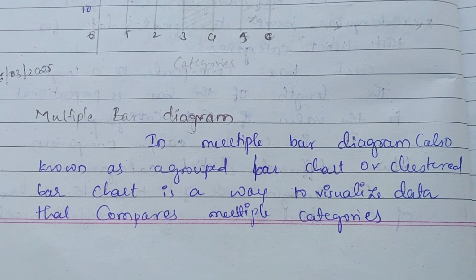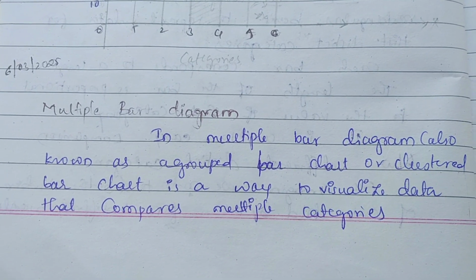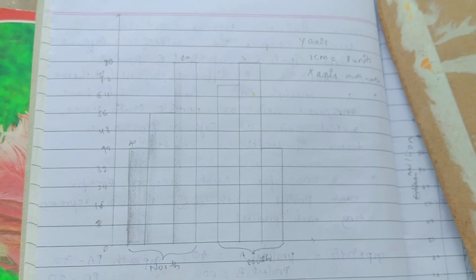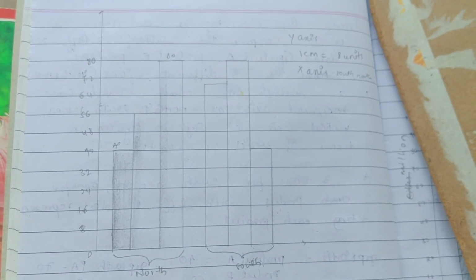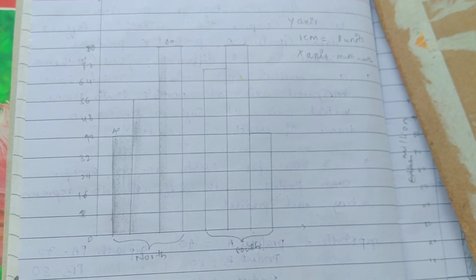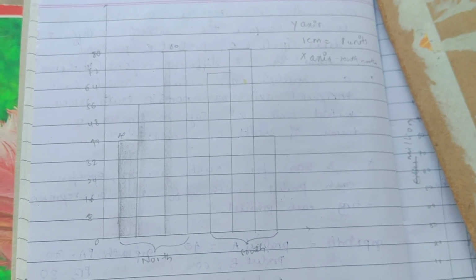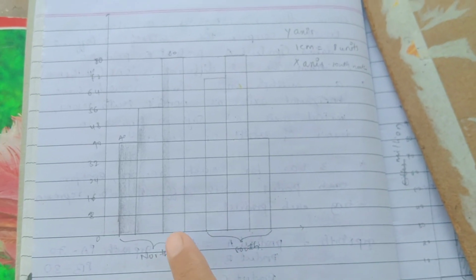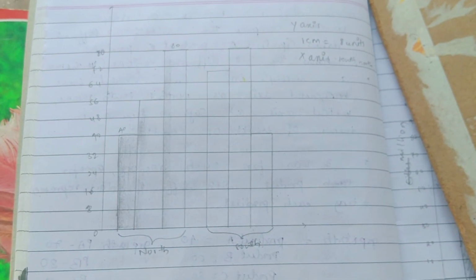Multiple bar diagram, also known as a group bar chart or clustered bar chart, is a way to visualize data that compares multiple categories. Here this is an example for multiple bar diagram. Here in north there are products A, B and C. In south, products A, B and C again. So how product A is distributed in north and south, like this distribution, we can easily compare this graph, north and south with A, B, C and A, B, C. The difference we can easily understand.